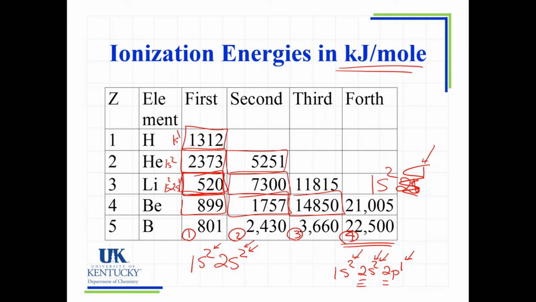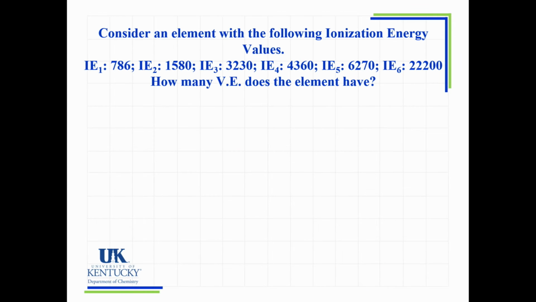So after examining that, let's have you look at this trend. I have some element. I'm not telling you what it is, but I'm giving you the ionization energies. These are all in values of kilojoules per mole. So to remove the first electron is this, then this, then this, and you're looking at removing the electrons. I want you to stop and tell me, how many valence electrons does this element have?